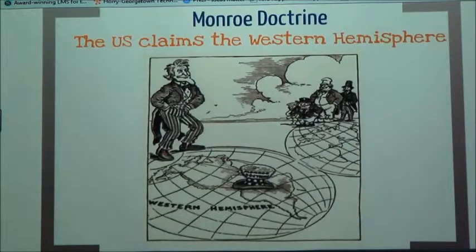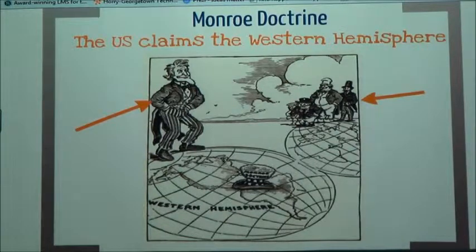The Monroe Doctrine is essentially the United States claiming the entire Western Hemisphere. This guy here is Uncle Sam. He represents the United States. These guys are all Europeans. If you notice here, there's a little flag. This is the British flag. This is probably France. This guy looks like Italy. That's probably Spain, right? And they're on the Eastern Hemisphere, and the United States is on the Western Hemisphere.